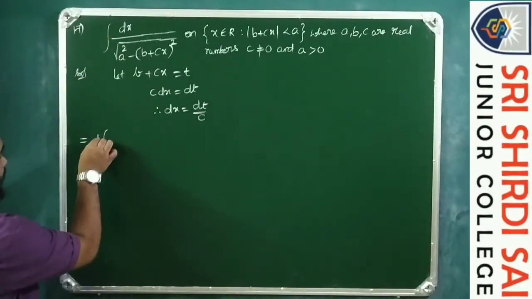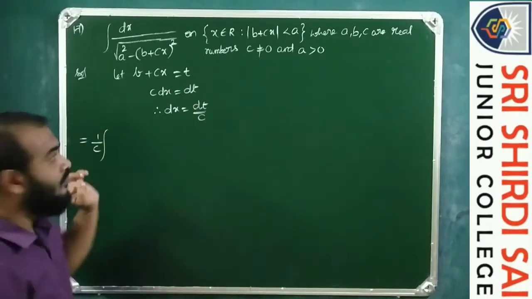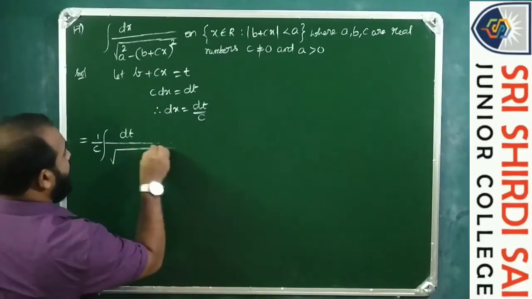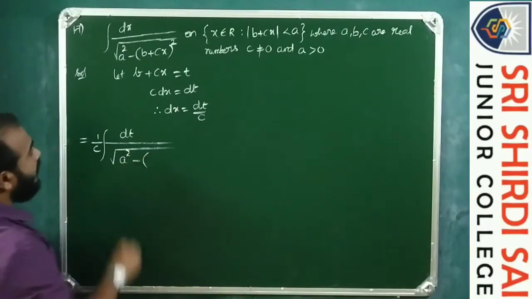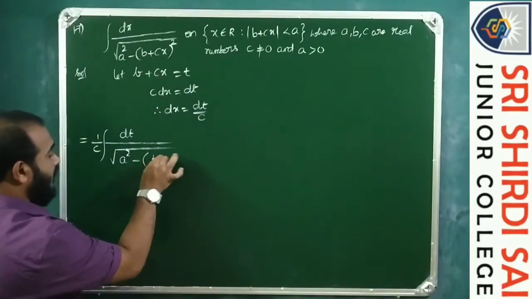So 1 by c I am writing outside since this is a constant, into dt by square root of a square minus of this b plus cx is t, its square. So t square.